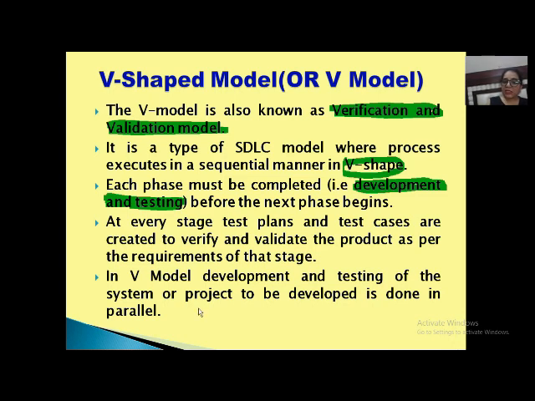At every stage, test plans and test cases are created to verify and validate the product as per the requirements of that stage. You have test cases and test plans generated at every stage so that your product is properly verified and validated as per the requirements of that particular stage. Here you have development and testing both done in parallel.